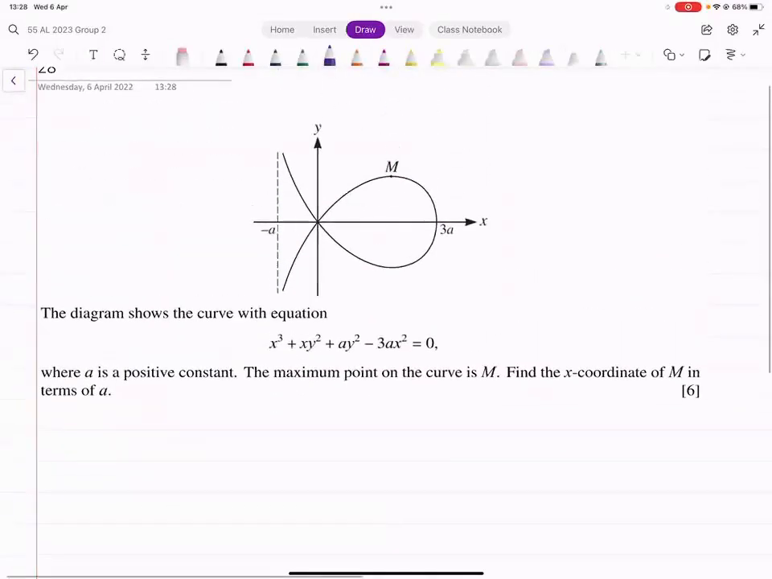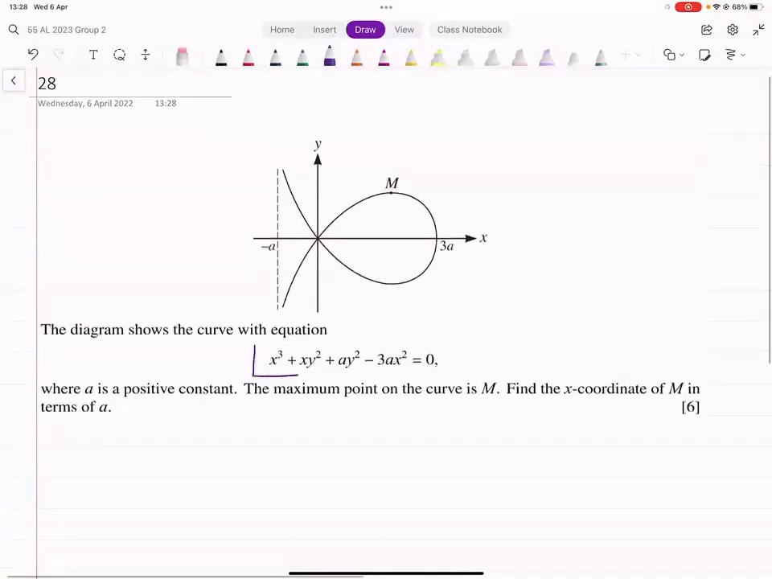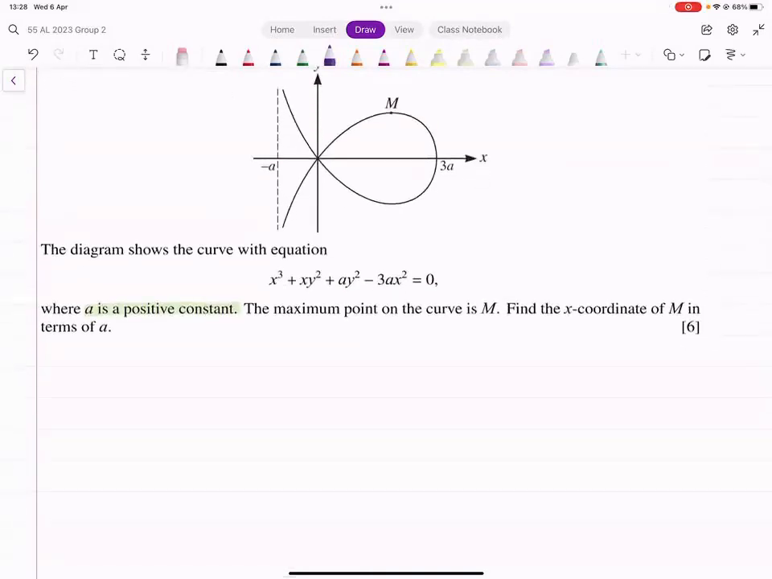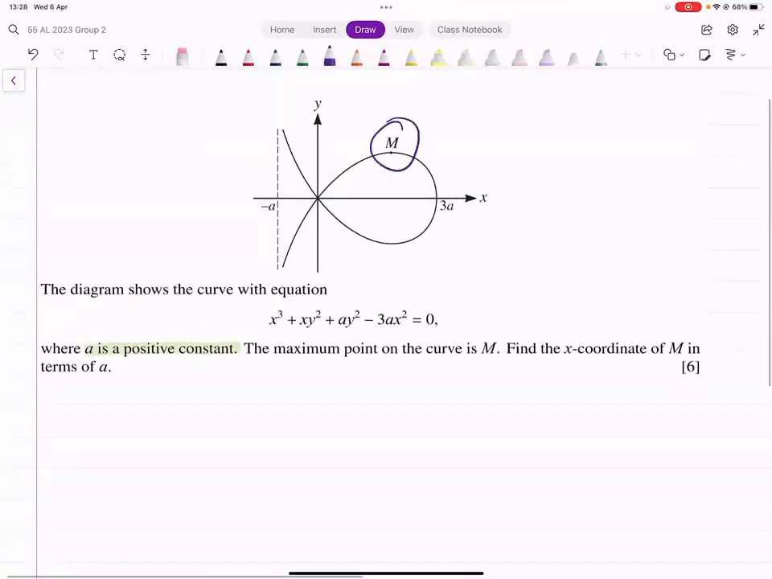Okay, so we have this diagram that shows the curve with this equation, where a is a positive constant. A जो है वो constant है, keep that in mind. The maximum point on the curve is m. You can see that here. Find the x coordinate of m in terms of a.